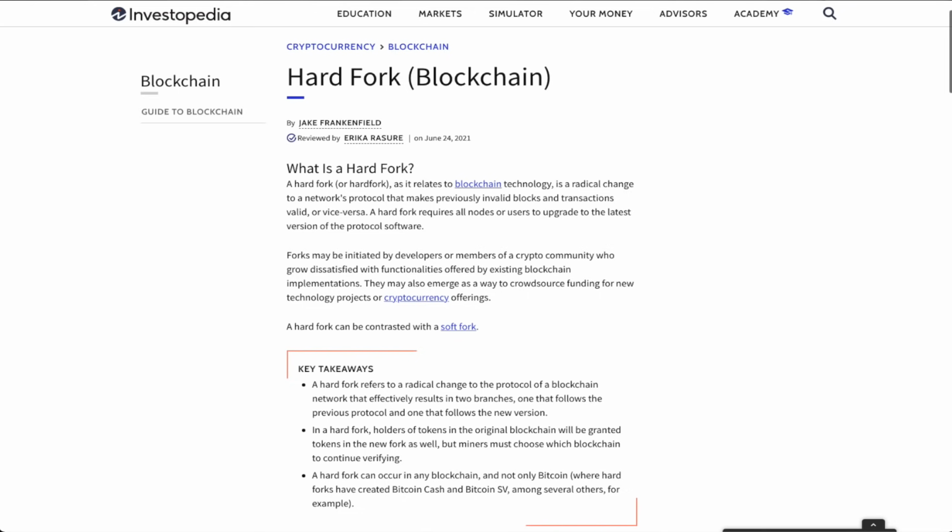And if we scroll down here, key takeaways. A hard fork refers to a radical change to the protocol of a blockchain network that effectively results in two branches: one that follows the previous protocol and one that follows the new version. In a hard fork, holders of tokens in the original blockchain will be granted tokens in the new fork as well, but miners must choose which blockchain to continue verifying. A hard fork can occur in any blockchain. I want everyone to be completely 100% understanding of that. It can be done in any blockchain.